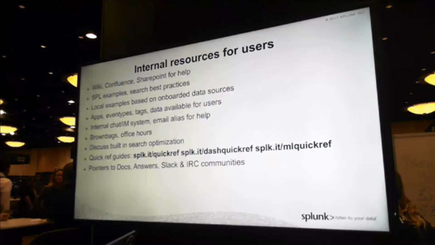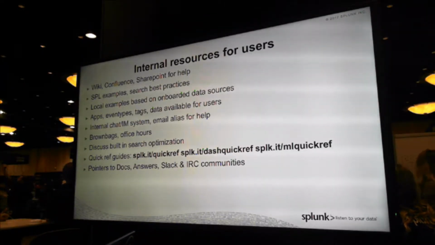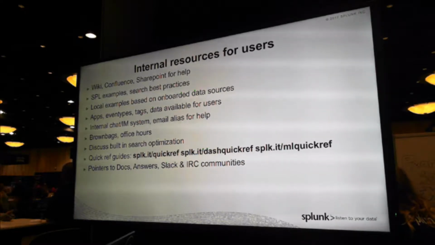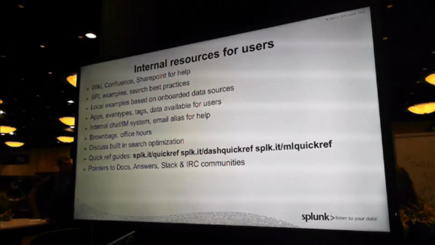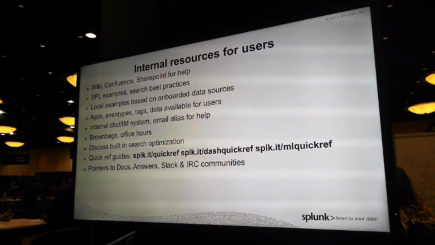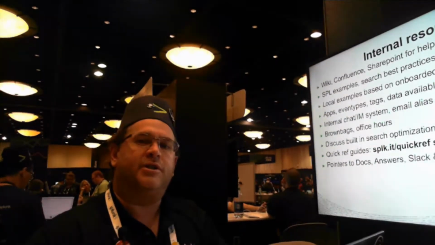Well, one of the ways you do that is as a force multiplier, by getting information in front of your user community without you having to personally deliver it. And there's lots of ways to do that. Your internal resources for users are really going to depend on what your company standardizes on. Wikis, Confluence, SharePoints are the easy ones. In those environments, how about some SPL examples? Cut and pastable searches, so your user community can use real data with real searches and see real results without having to change anything.